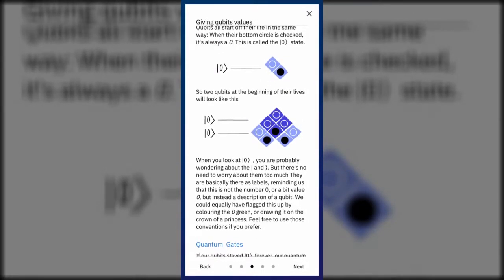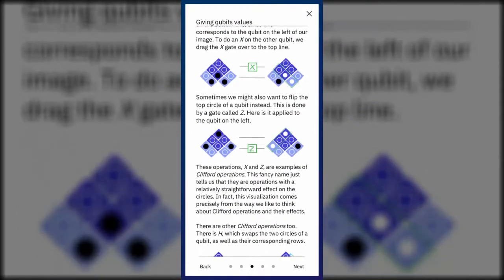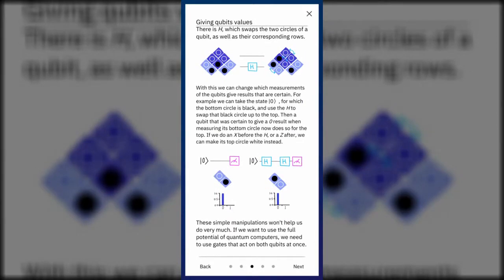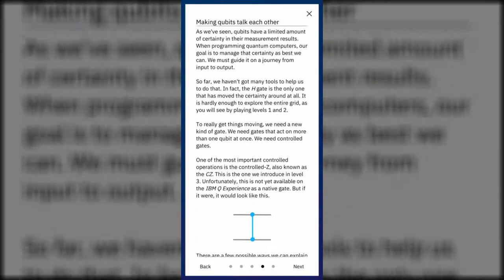So it's not really obvious to me what it means that it's a black thing or a white thing, a white circle. Okay, let's see next. Maybe there's something else here.